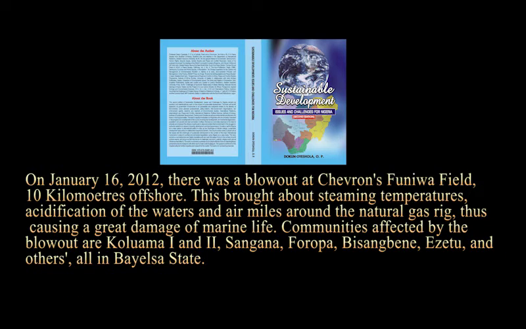On January 16, 2012, there was a blowout at Chevron's Funiwa field, 10 kilometers offshore. This brought about steaming temperatures and acidification of the waters and air for miles around the natural gas rig, thus causing great damage to marine life. Communities affected by the blowout are Kaluama I and II, Sangana, Foropa, Bisangbene, Ezatu, and others, all in Bayelsa State.